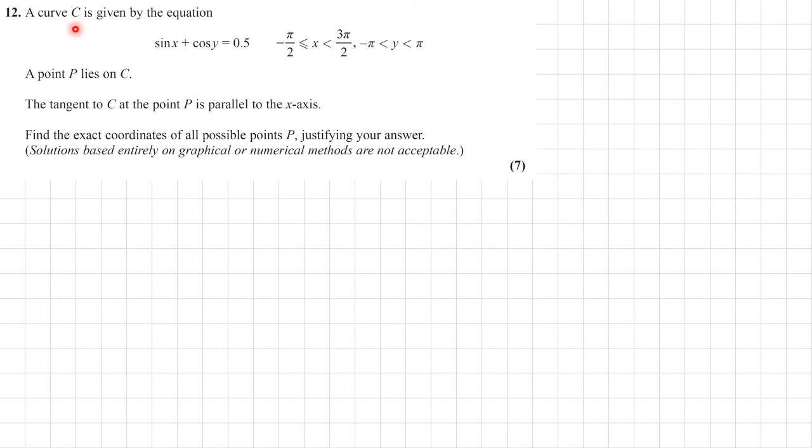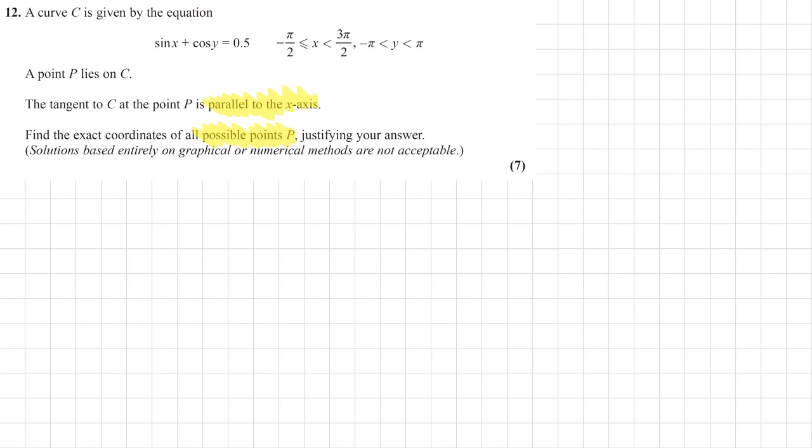Question 12. A curve C is given by the equation sin x plus cos y is equal to 0.5, and we've got some limits here for x and y. A point P lies on C. The tangent to C at the point P is parallel to the x-axis. Find the exact coordinates of all possible points P, so I'm expecting more than one answer, justifying your answer.